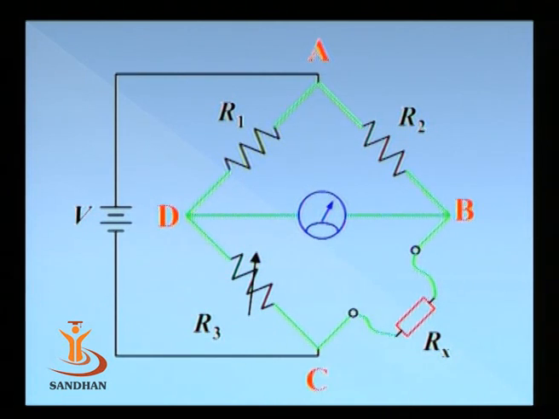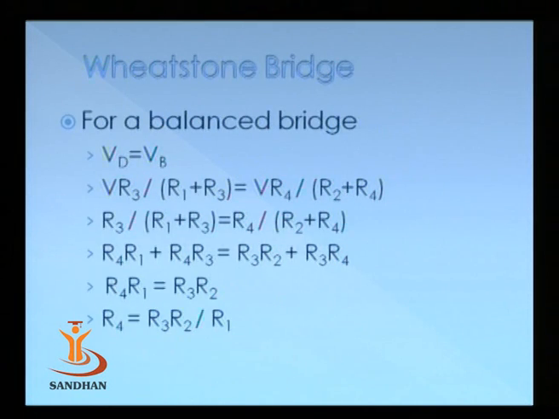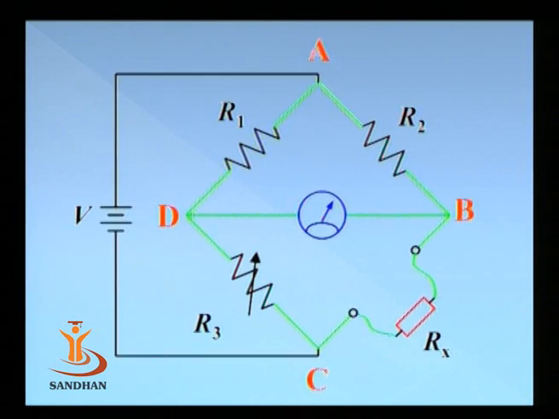Now this particular expression can help you in finding the value of an unknown resistor. Here the same Wheatstone bridge is connected, but R4 is replaced with an unknown resistance Rx. Now in this case, we have the same expression written in a different way: R4 is equal to R3 R2 upon R1. Here R4 gets replaced by Rx and the expression becomes Rx is equal to R2 R3 upon R1 in the null condition.